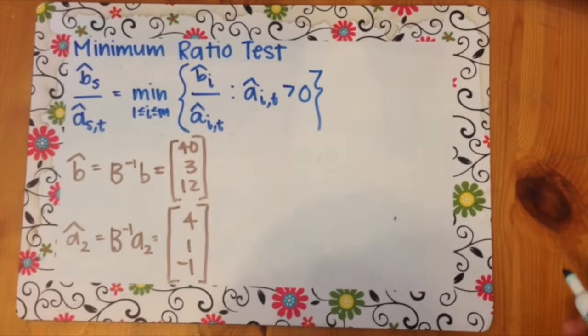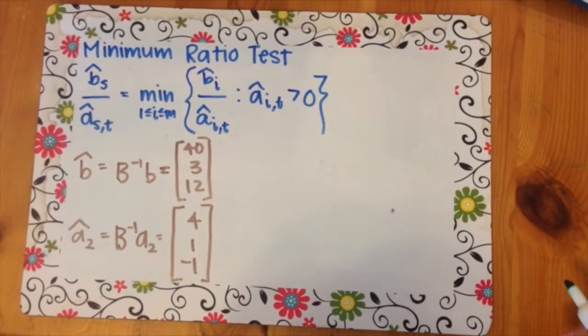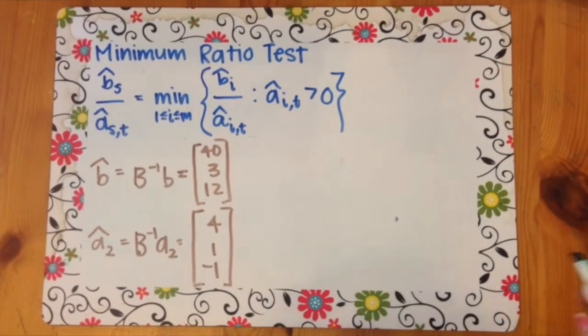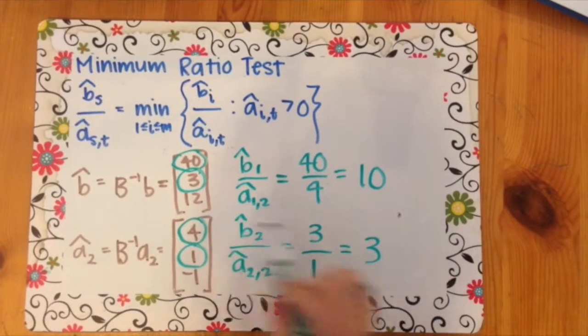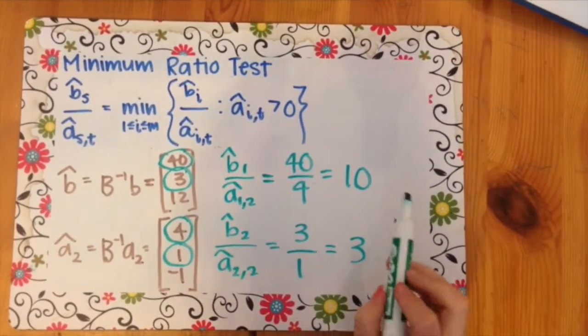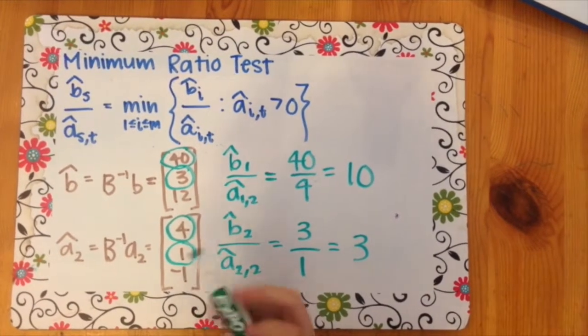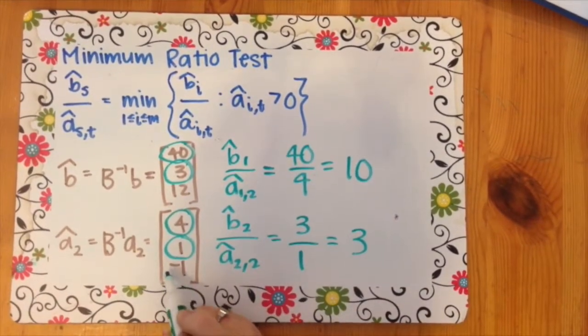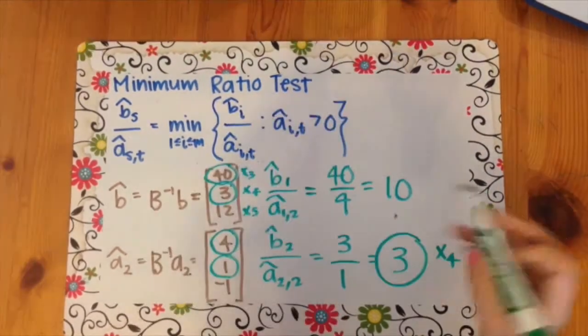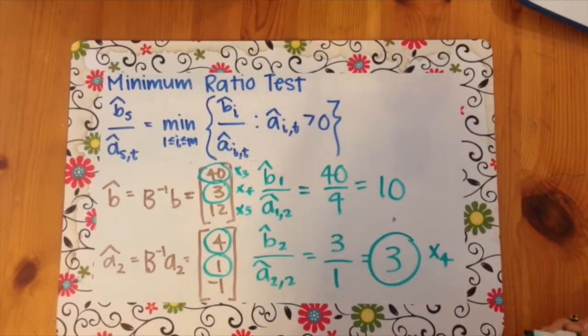So now we are at step 4 in matrix form of the simplex method, where we have to choose the leaving or blocking variable. You'll notice that I haven't left room to calculate B3 hat over A32 hat, and the reason why is because A32 hat is less than 0, and therefore x4 will be leaving the basis.